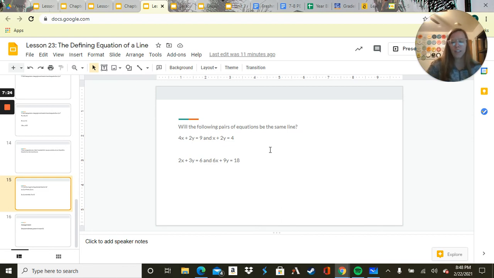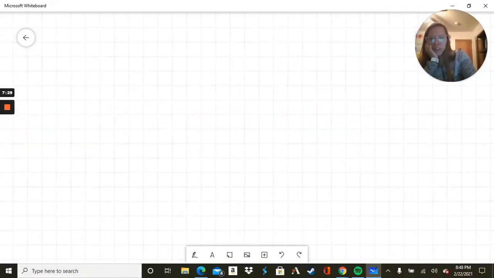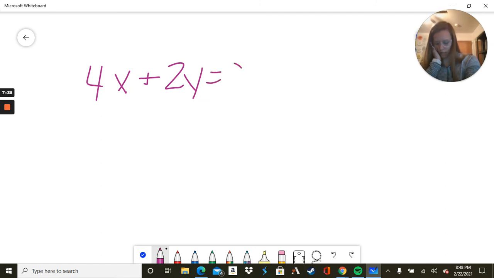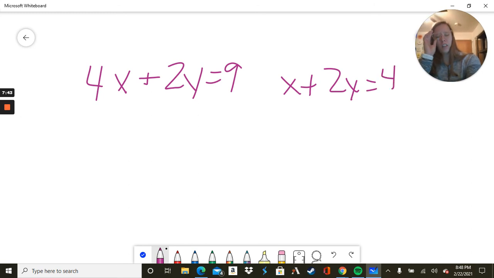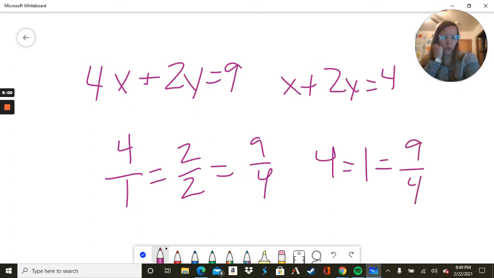So we're going to check them with that constant thing. So move to a new area here. So the first group of equations, 4x plus 2y equals 9, x plus 2y equals 4. So it doesn't really matter in this case which one goes on top. I'm going to do the 4. So 4 over 1 equals 2 over 2 equals 9 over 4. Now 4 over 1 is going to be 4. 2 over 2 is going to be 1. And 9 over 4 is 9 over 4. So that is not equal. So they will not be the same line.